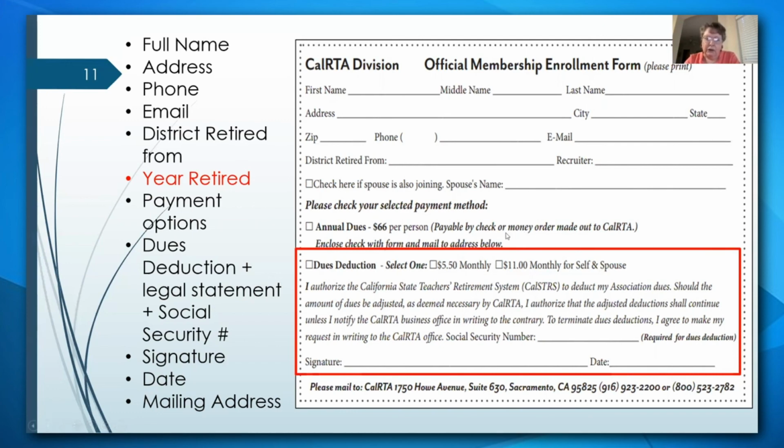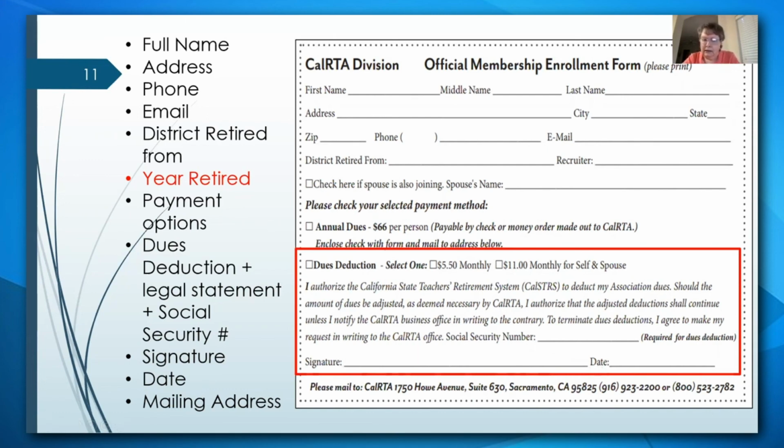If somebody's joining by dues deduction, and there it is again, dues deduction, and choosing whether they're going to sign up for themselves, the one person, or person and spouse, and then all the legal language, exactly the way CalSTRS and CalRTA have agreed to it. And then the Social Security number, signature, and date. These are really necessary for dues deduction.